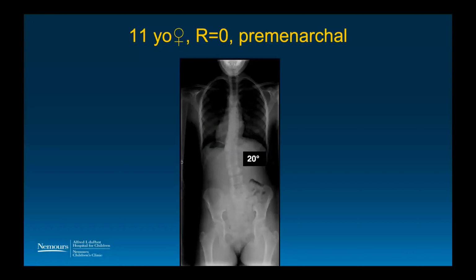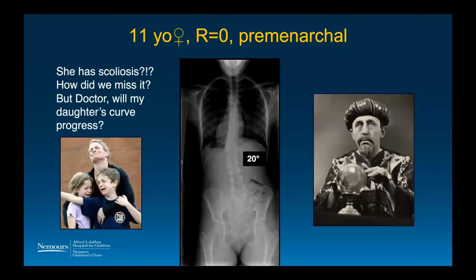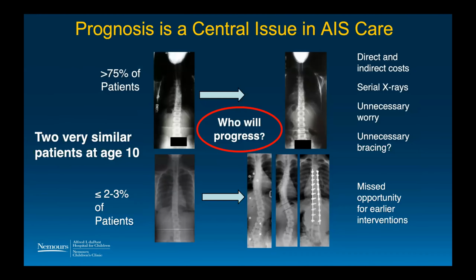So this is our common scenario. We see a 12-year-old girl come into the office with a 20-degree curve. The parents and family are distraught. What happens next? We have to act like a fortune teller and try to figure out what this curve is going to do. Well, the thing is, prognosis is a central issue in AIS care because the vast majority of those small curves won't go anywhere.